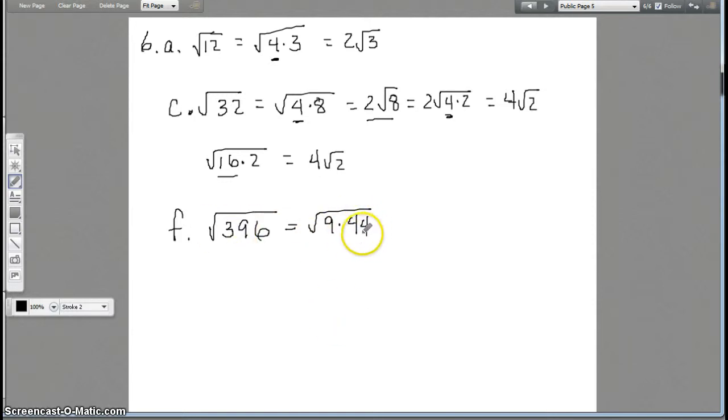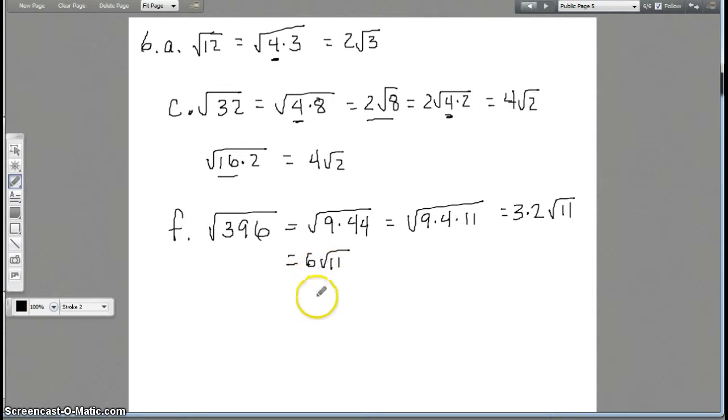But when you look at 44, 44 is 4 times 11. So really what I have here is 9 times 4 times 11. So what I can do is look at this and say, oh, the square root of 9 is 3. The square root of 4 is 2. And then I can't do anything with the 11, so it stays in the square root. So the answer to square root of 396 is 6 square root 11.